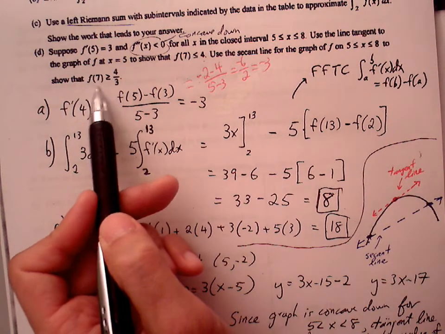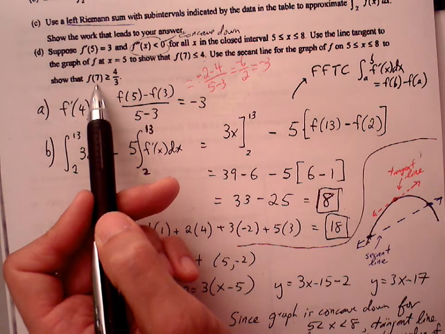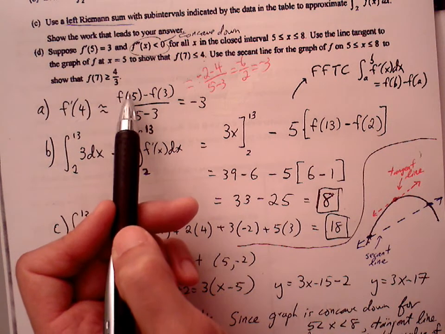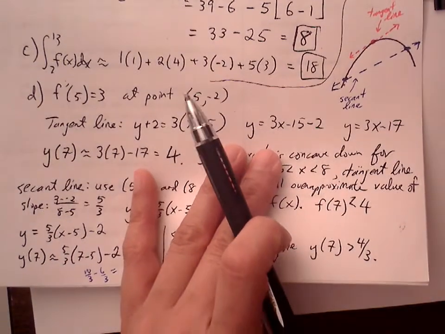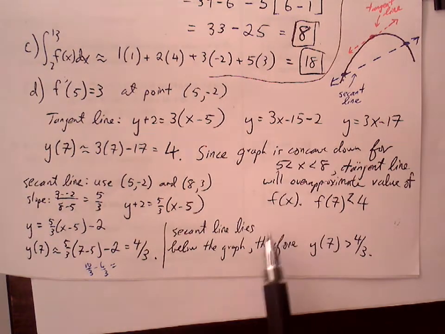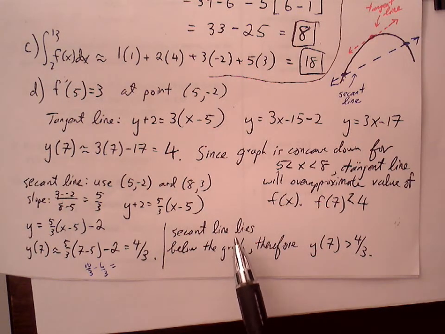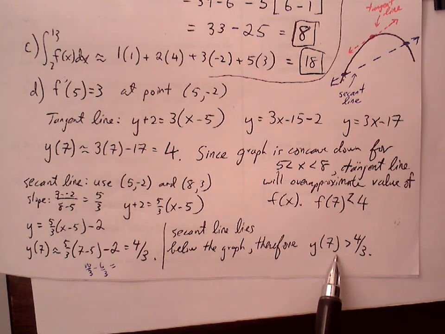We're able to use the secant line to come to the conclusion that f of 7 must be greater than or equal to 4/3, or in other words, 4/3 must be less than f of 7. F of 7, that point on the graph, is going to be above, and our secant line is going to under approximate the actual point, so therefore f of 7 is greater than 4/3.